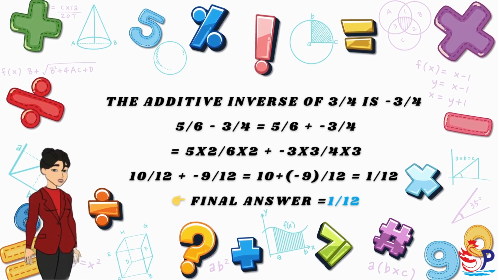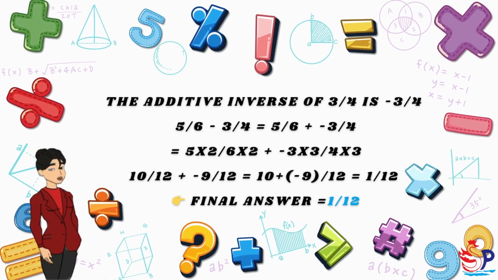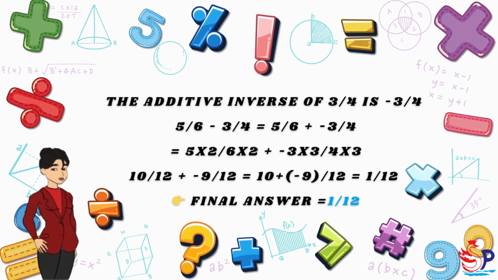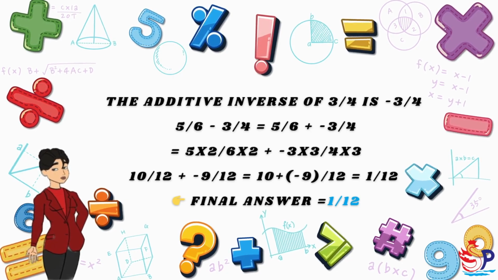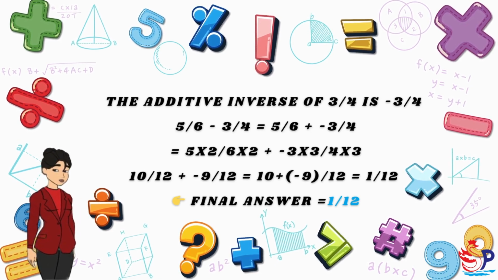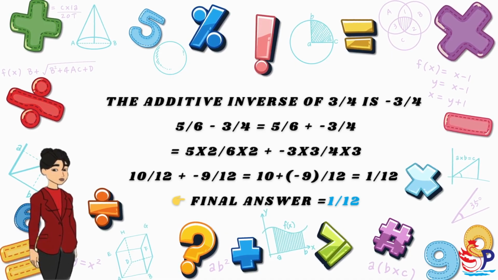to 5 multiplied by 2 divided by 6 multiplied by 2, plus minus 3 multiplied by 3 divided by 4 multiplied by 3, which is 10/12 plus minus 9/12, is equal to 10 plus minus 9 by 12, is equal to 1/12. Final answer is 1/12.